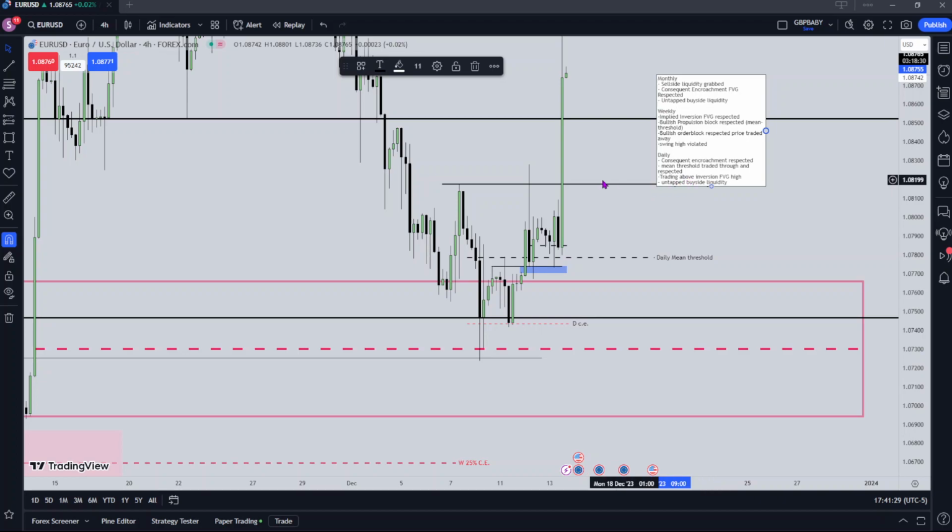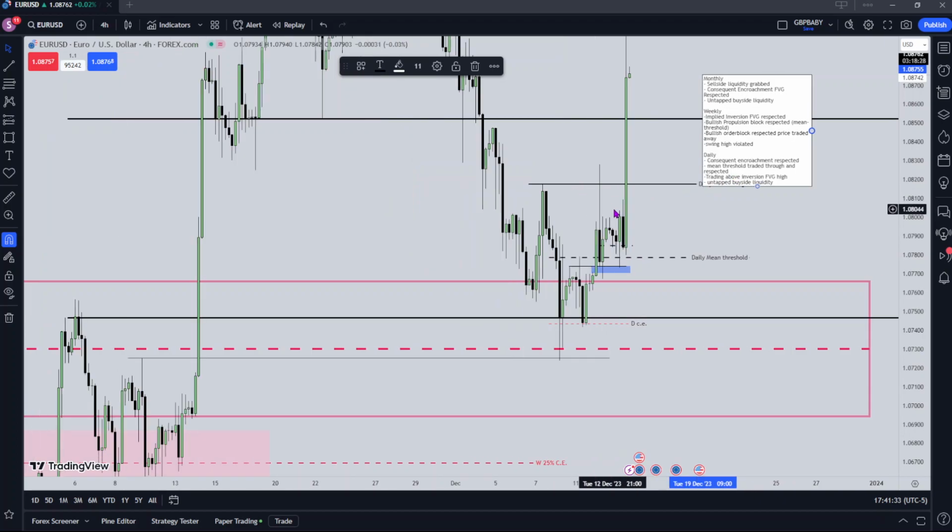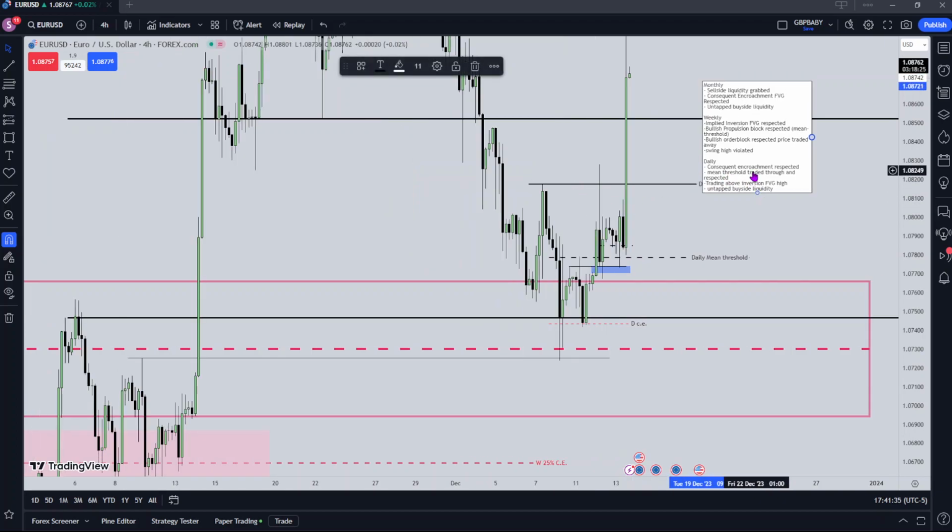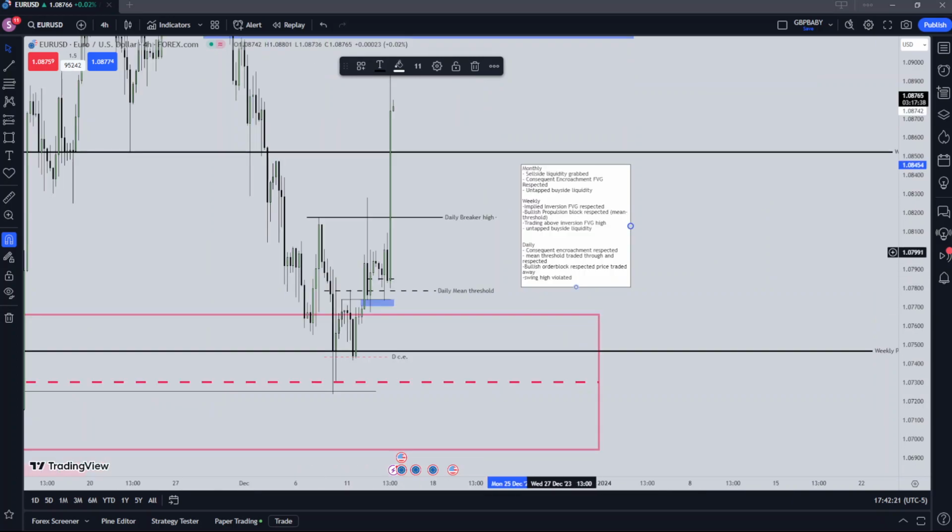That inversion fair value gap high, where is that? Is this right? That's my bad, guys. I had it messed up. So sorry. Not traded through an inversion fair value gap high. That was for the weekly.